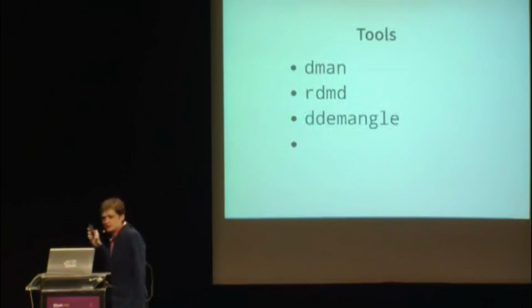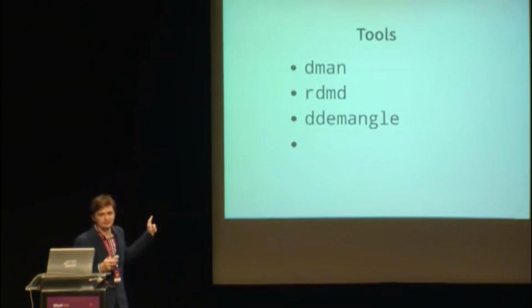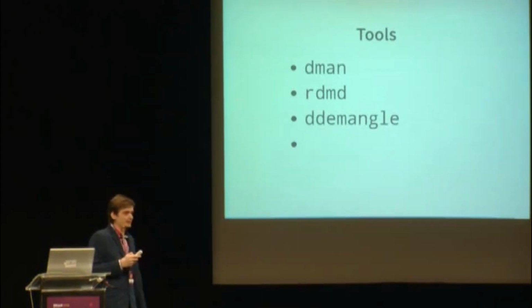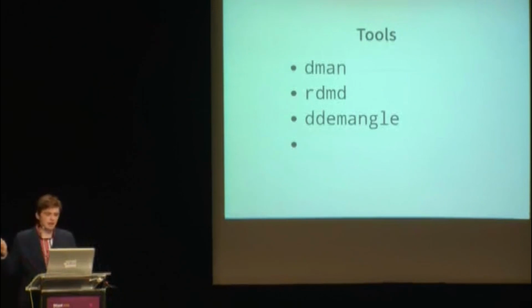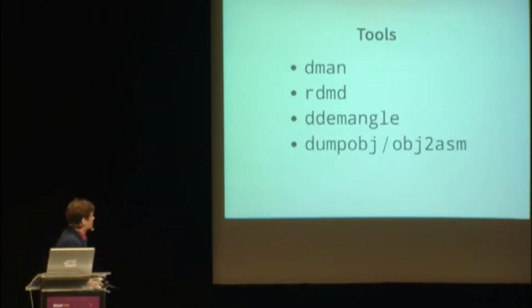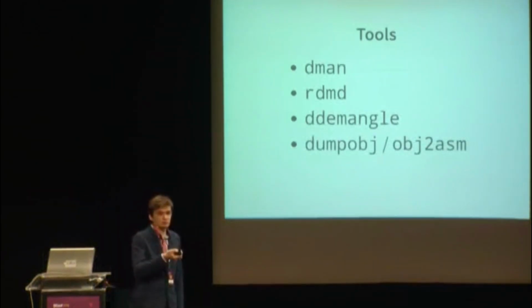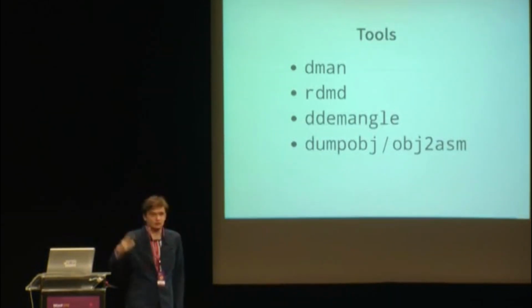Next tool is ddemangle. If you get a scary linker error, this makes it a little bit less scary. It will take the mangled names and translate them into readable D functions. You can just pipe the linker output through it. And dump obj and obj2asm, which are written by Walter Bright. If you know assembly, use these to look at what's actually happening under the hood, so you know what's taking up all the time.